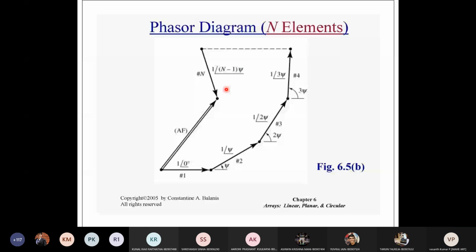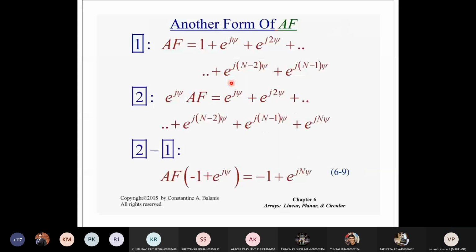This is an array of n element isotropic point sources of equal amplitude and uniform spacing. Array factor like this. So you multiply this by e to the power of j psi, you get this. Then you bring one term to the left hand side, you get this. All those n minus 1. So you get this. Can I go to the next slide?